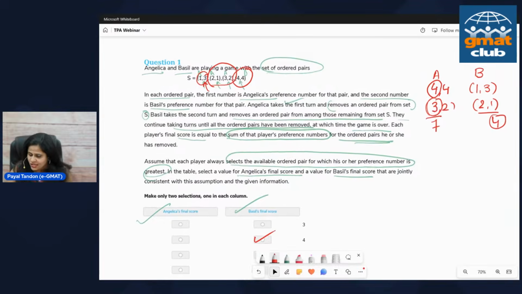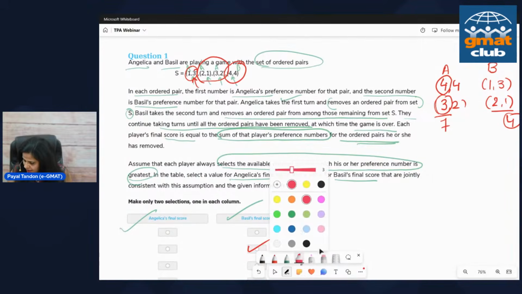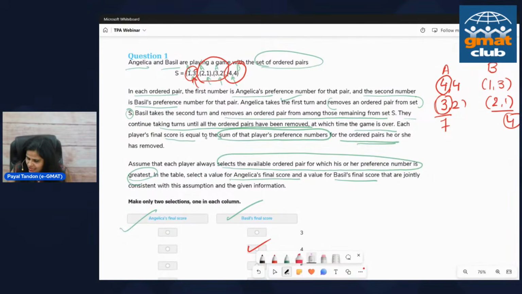Prabhat, how is it that each one of them is picking this up? What you see is that they pick up based on whenever their preference number is greatest, right? So when you're asking about one between 1-3 and 3-2, right?